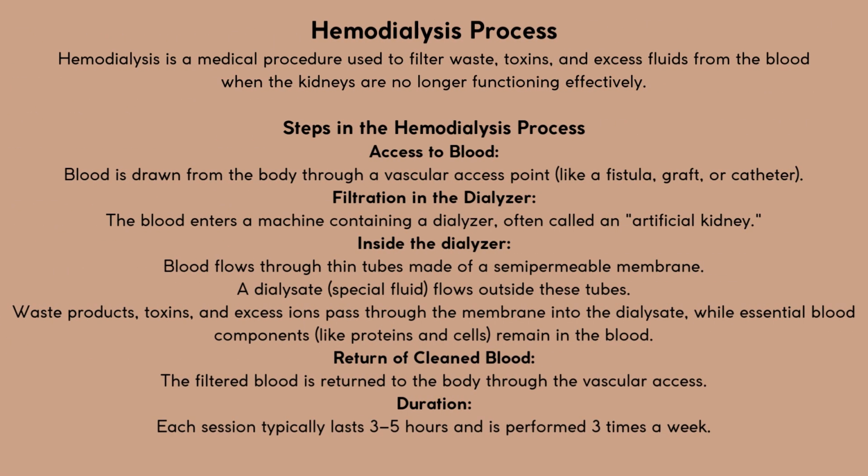Hemodialysis process. Hemodialysis is a medical procedure used to filter waste, toxins, and excess fluids from the blood when the kidneys are no longer functioning effectively. Steps in the hemodialysis process. Access to blood. Blood is drawn from the body through a vascular access point, like a fistula, graft, or catheter. Filtration in the dialyzer. The blood enters a machine containing a dialyzer, often called an artificial kidney.